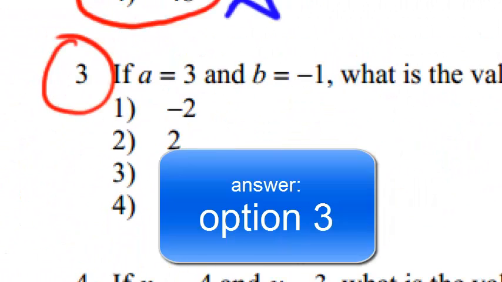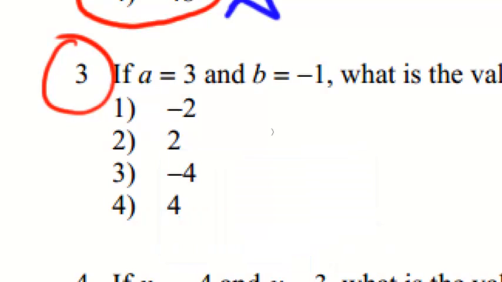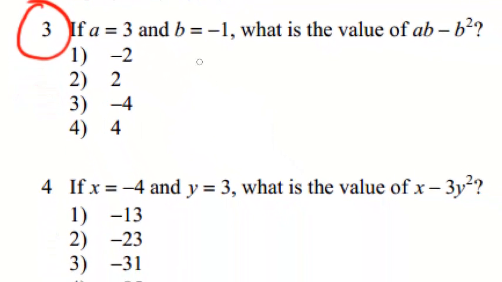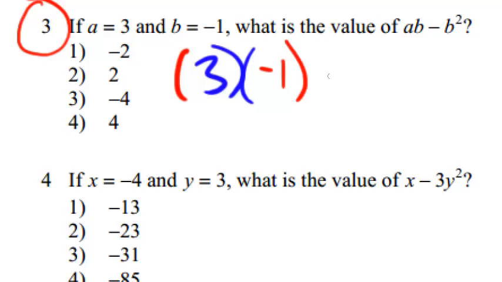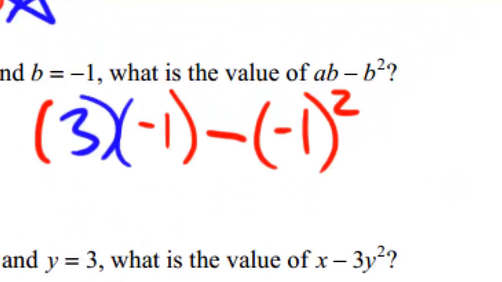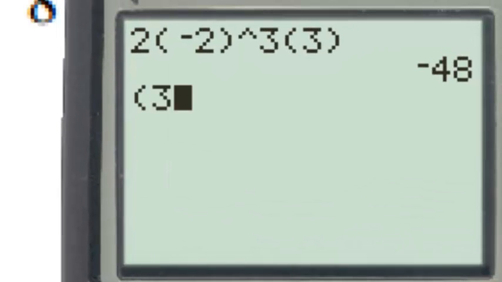Is that an option? I can see that. If a equals 3 and b equals -1, what is the value of ab minus b squared? So I'm going to write open parentheses, close parentheses, open parentheses, close parentheses, including 3 times -1 minus, open parentheses, -1, close parentheses, squared. So now I've gotten that written. If you feel comfortable, you can type it in your calculator. Just make sure that you type all the values appropriately.